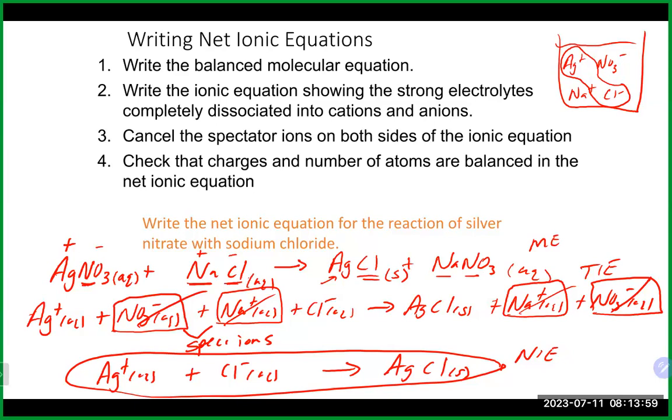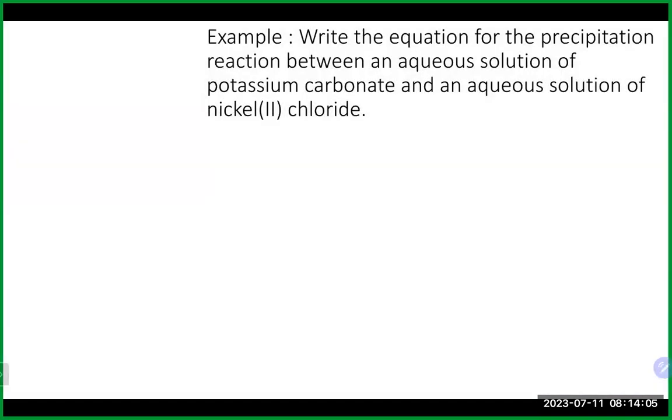Okay, so let's continue on and look at a couple more examples of this type of reaction. So why don't you give this one a go? Write the balanced molecular equation, the total ionic equation, and the net ionic equation, and identify some spectator ions for this one. So we have a reaction of potassium carbonate and nickel(II) chloride. See what you come up with here.